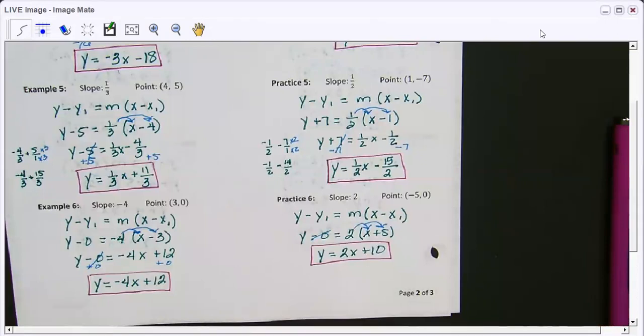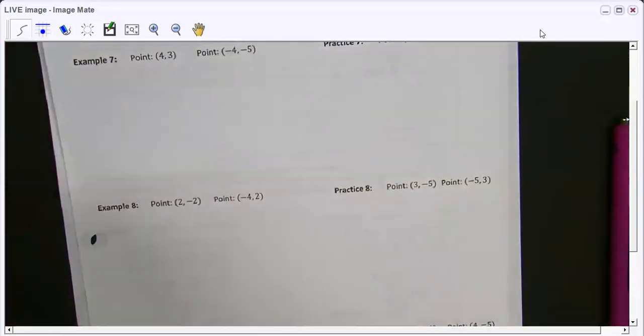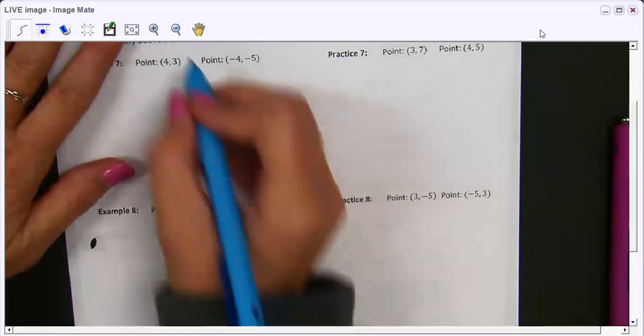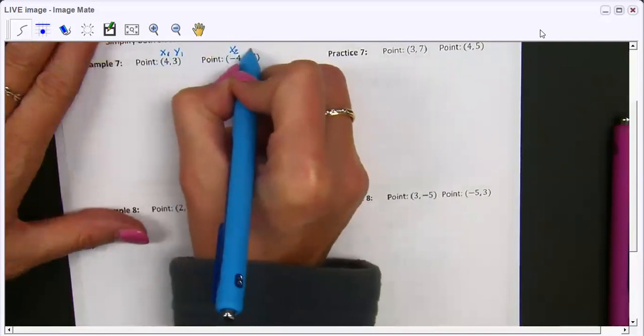Okay, we're going to move on to the back, which is a little bit different. So now you're given 2 ordered pairs and not the slope. So we just did a whole lesson on finding slope from 2 ordered pairs, right? So y2 minus y1 over x2 minus x1, right? Is that correct? Is that what we did? Yes. Okay, so that's what we're going to do first. And once we have our slope, we use one of the points to plug into the point slope formula and find our slope intercept. So here is x1, y1, x2, y2.